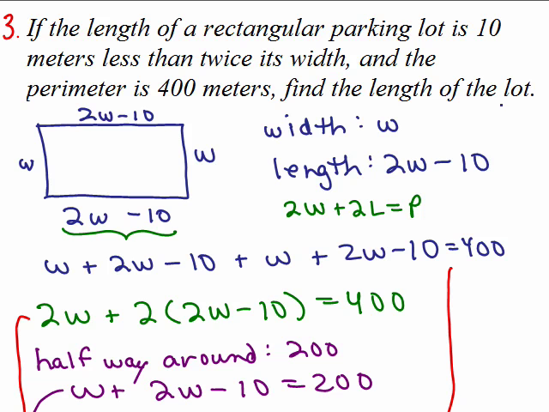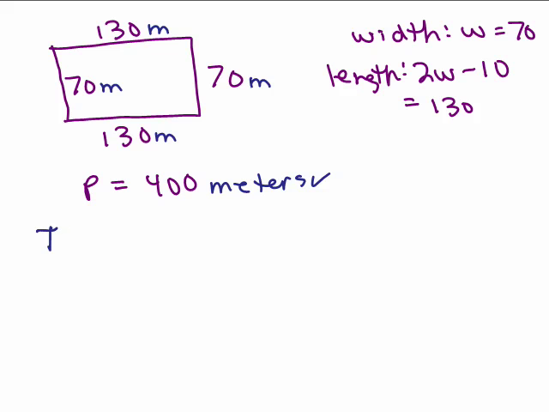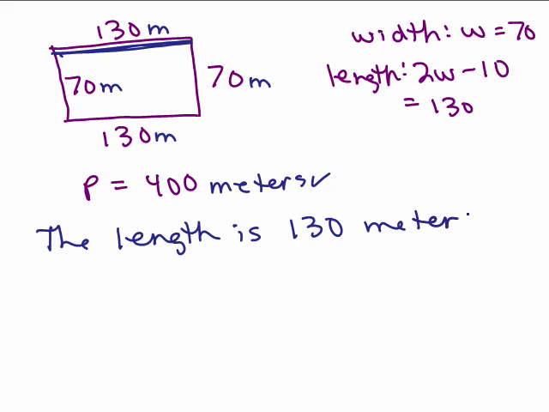Now, the question is what? Find the length of the lot. Okay? So the length is, and here's where a lot of people make mistakes. You look at the picture, what is the actual length? It means how long is this piece right here? 130 meters. Often people will write 260. That's twice the length. You might use the 2L in a formula, but the length is really just how long that one side is.